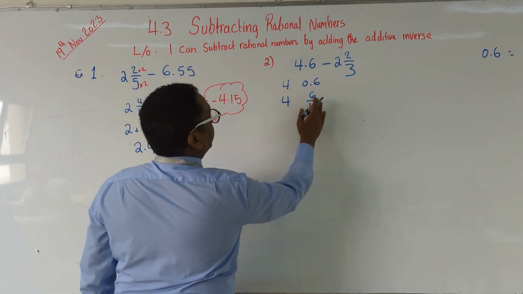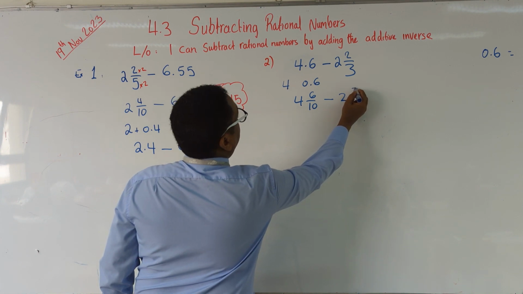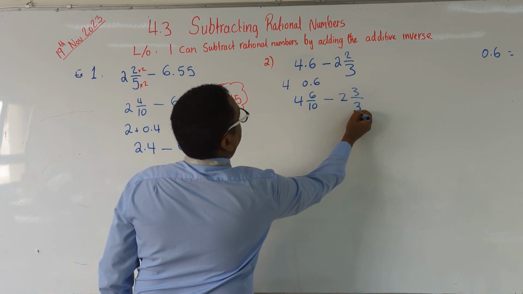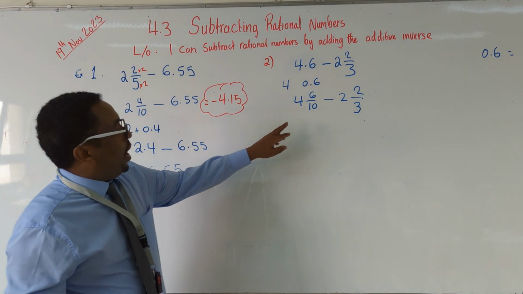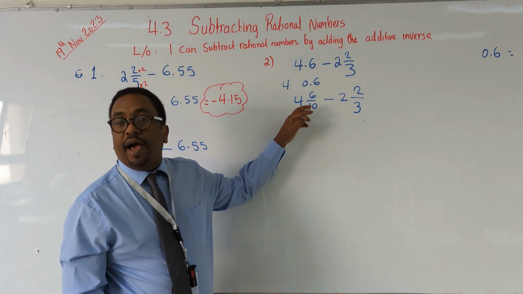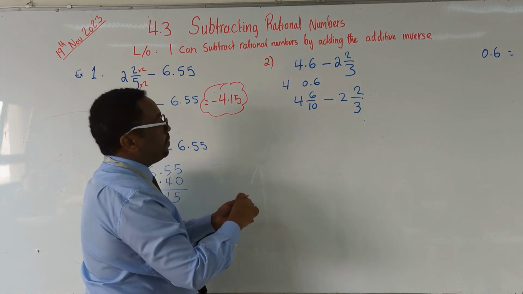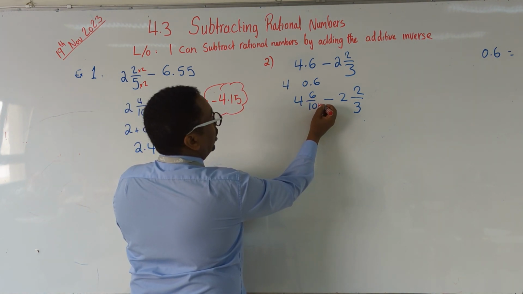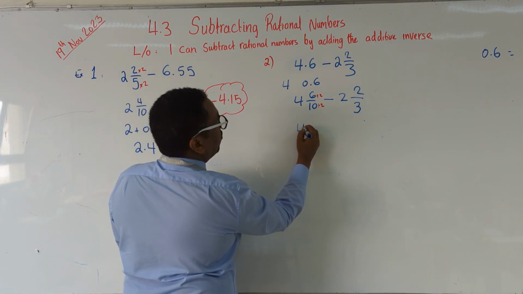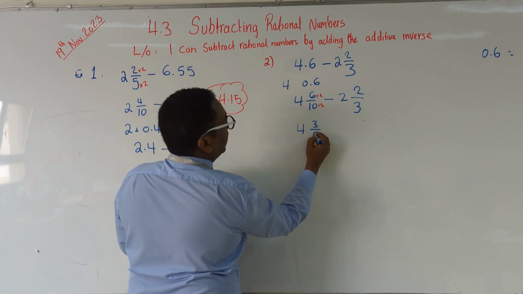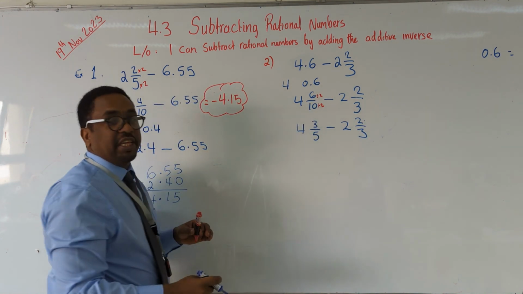So now I have 4 and 6 divided by 10, take away 2 and 2 over 3. So this is what I have now. Okay? Now, I notice I have 6 here and I have 10. I can simplify that so that my answer will be easier to work out. So if I divide here by 2, I can divide here by 2. If I rewrite my fraction, this gives me 4 and 3 over 5, take away 2 and 2 over 3. So this is the same fraction as that one.